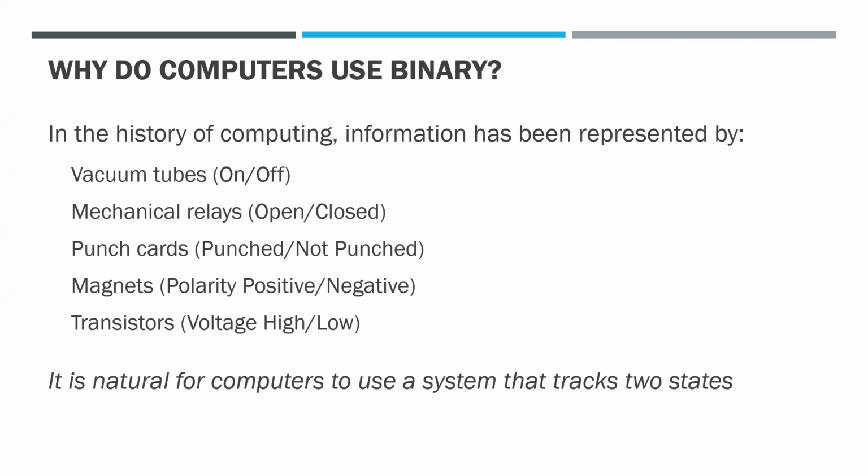Some of you, I don't know whether you all have heard of core memory. It's an old way of storing information with magnets. The magnet could either have a positive or a negative polarity. And obviously modern computers use transistors, voltage high, voltage low, right? So throughout the history of computing, you've basically had two states to play around with. And so it is natural for computers to use binary data, on or off, right? A one or a zero.